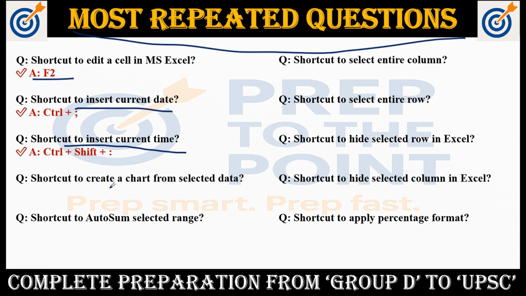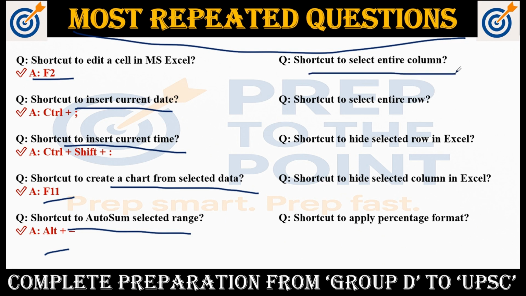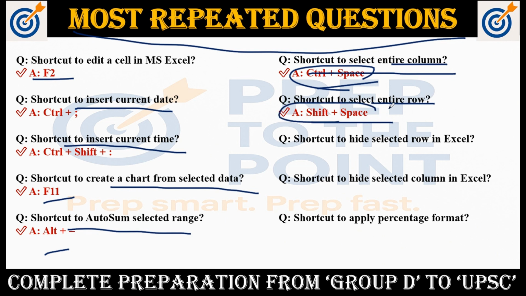Shortcut to create a chart from selected data: F11. Shortcut to auto sum selected range: Alt plus equal to. Shortcut to select entire column: Control plus space. Shortcut to select entire row: Shift plus space. Control plus space entire column, and Shift plus space entire row.